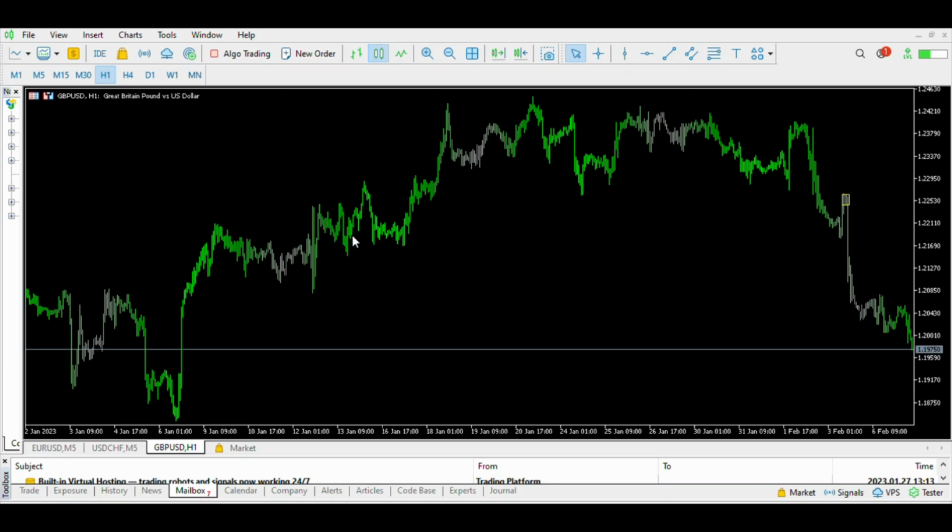Where is it going to turn around from? That's what I'm looking for. So it could have turned around from here. So I did mark that out. It could have turned around here.